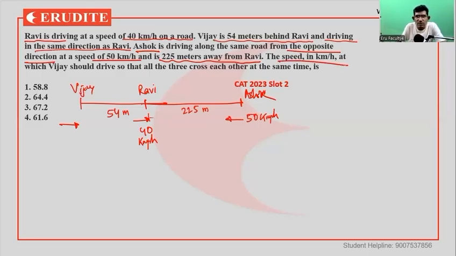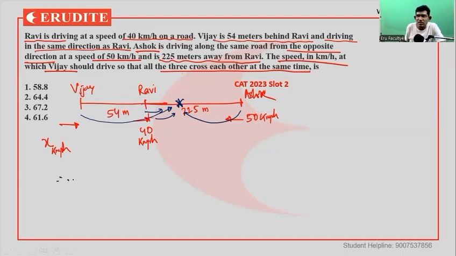Now the question is the speed at which Vijay should drive so that all the three cross at the same time. So the speed should be in kmph. Let's take this speed as x kmph. So now what do I do? All the three will meet at the same time. That means the time for meeting Vijay and Ravi must coincide with the time for meeting Ashok and Ravi.